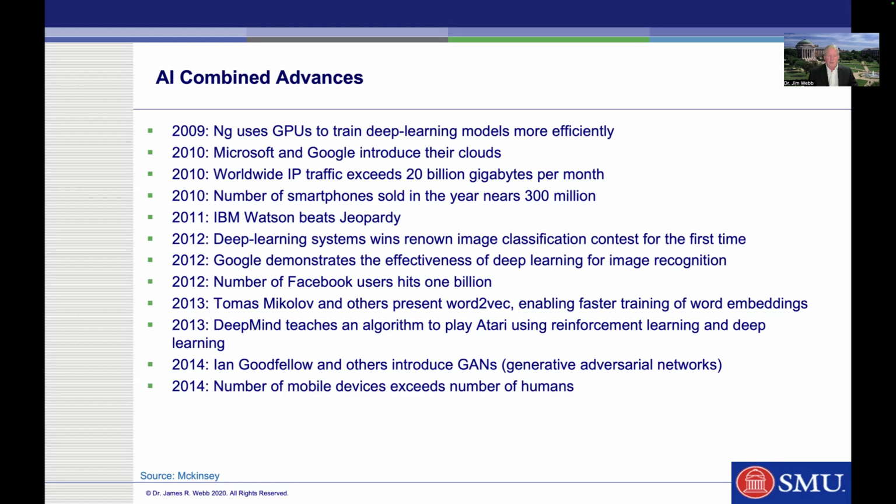2012, deep learning systems start to win image classification contests over humans for the first time. 2012, Google demonstrates deep learning for image recognition. 2012, also, Facebook hits 1 billion. 2013, faster training of word embeddings. 2013, DeepMind teaches an algorithm to play Atari. 2014, generative adversarial networks. In 2014, the number of mobile devices exceeds the number of actual humans, because everybody has more than one device, right?